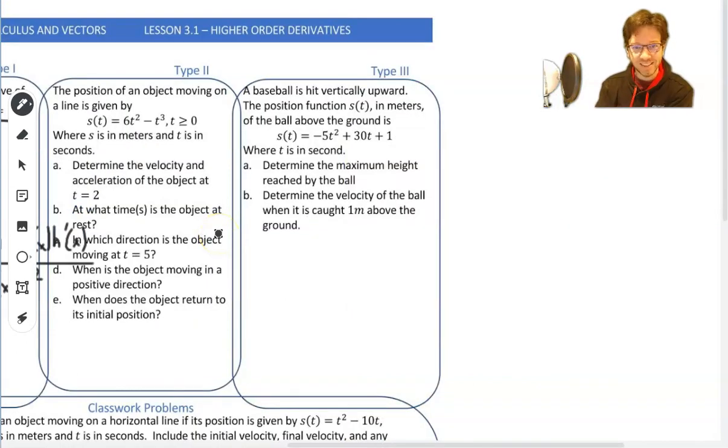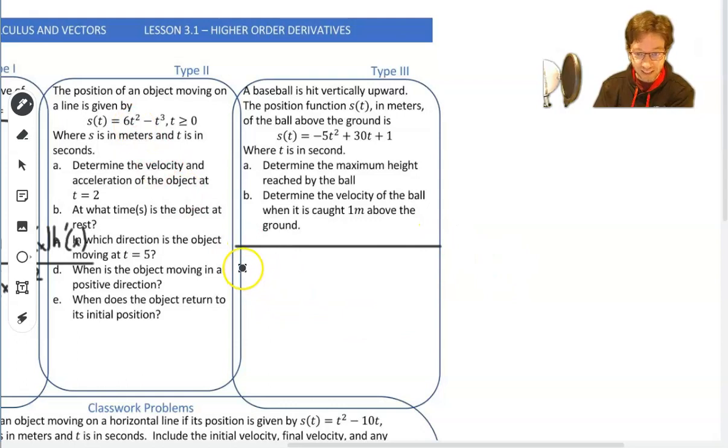So our second question says, the position of an object moving on a line is given by this function, where s is in meters and t is in seconds. Determine the velocity and acceleration of the object at t equals 2. Okay. I'm going to write this over here, even though it's not the third question. Here, I'll put a line. So we have s of t.